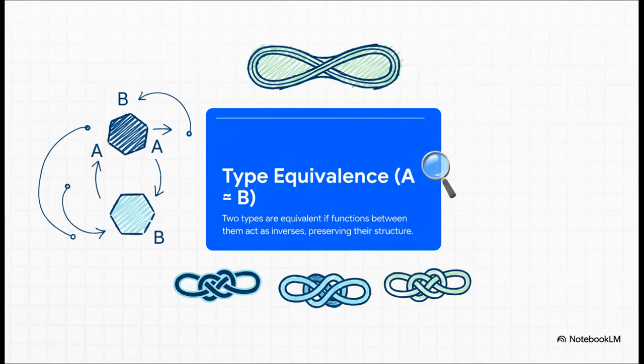What does it mean for two types or spaces to be equivalent? You see it written with that squiggly equal sign. It basically means that two spaces, A and B, have the same structure. You can map every point in A to a point in B, and back again, without losing any information. It's like having a perfect translation between two languages.